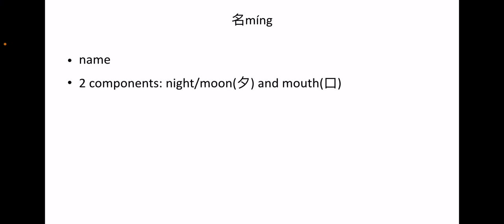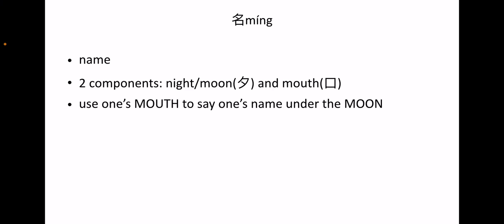名, remember to divide the Chinese character into two parts. The first part is night. The top part, don't you think? It looks like a moon. Xi, the moon, refers to the night. And mouth, so basically it means in ancient times, at night, when it's dark, you have to say your name to identify yourself. I guess that's the purpose of having a name. So use one's mouth to say one's name under the moon. 名，一二三，the moon，四五六，the mouth to say your name under the moon. That's your name.